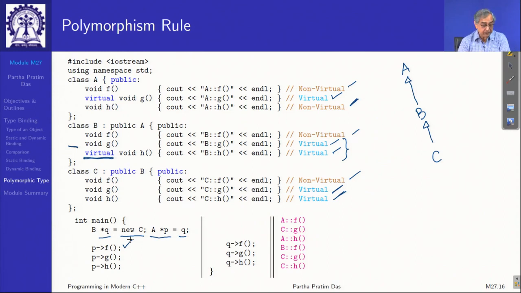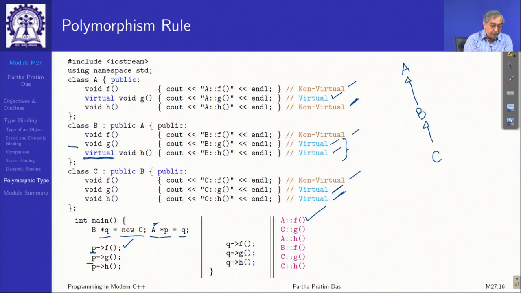What is F? F is a non-virtual function. So, what will it do? It will decide by the type of the pointer. P is A type. So, this is what you get, A::F.